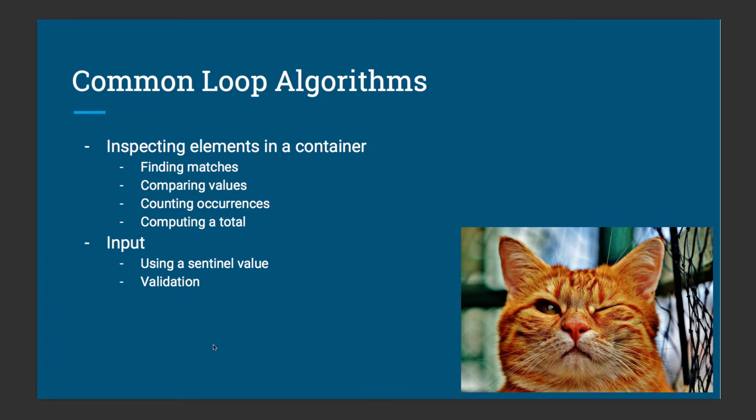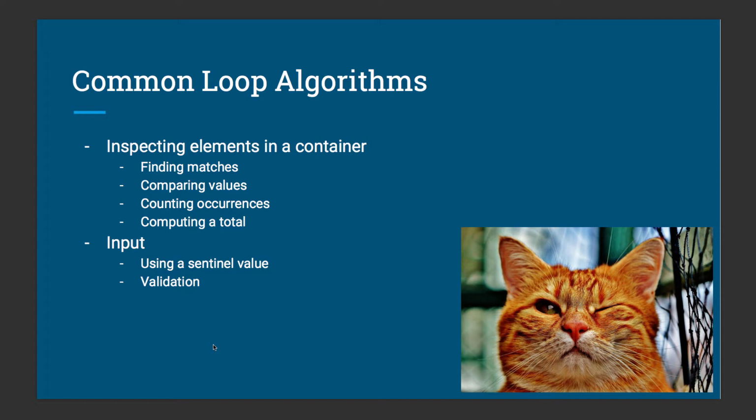So we're going to start off just looking at some common loop algorithms. There are two high-level categories of examples we'll see. The first one is inspecting elements in a container. With that, we'll look at how we can find matches, compare values, count occurrences, and count or compute a total. And then there's also input.